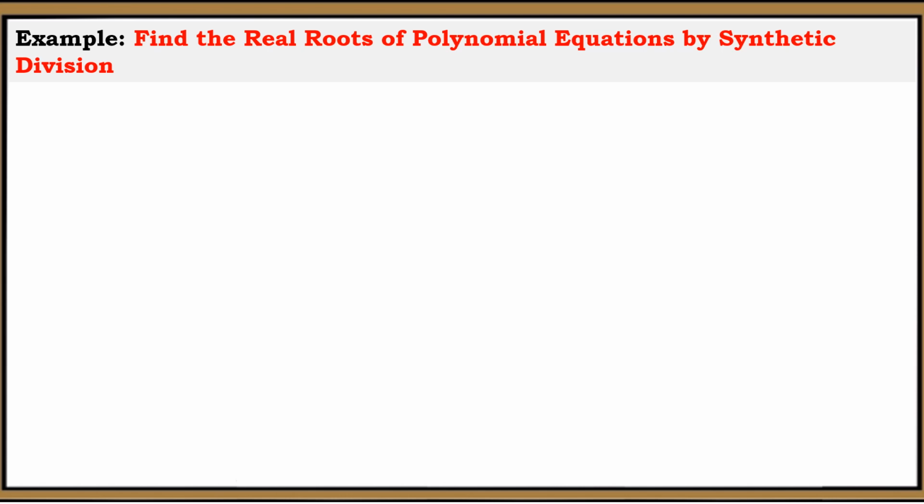Now, find the real roots of the polynomial equation by synthetic division. So, kung pinapanood mo yung previous videos ko, parang review na lang ito kasi na-explain ko na ito doon sa previous videos natin. But this time, when you find the roots of a polynomial equation, it is just like finding the factors of a polynomial. So, given x cubed plus x squared minus 14x minus 24 is equals to 0.